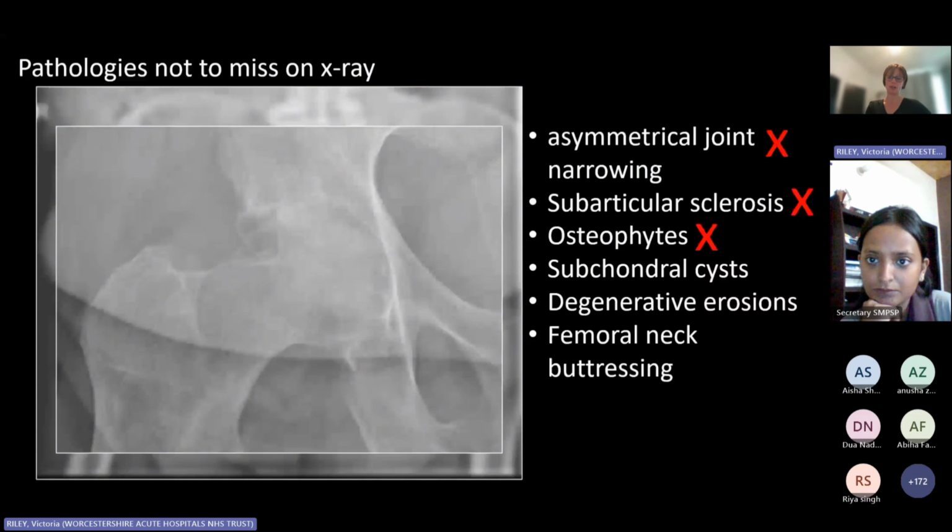There are no osteophytes. Now we have lucency, so we could have subchondral cysts or we could have erosions, but remember, erosions within the hip joint are not common in osteoarthritis, and there is no femoral neck buttressing. So this patient has an underlying inflammatory process. So the differential for this is an inflammatory arthropathy, such as rheumatoid arthritis. However, in fact, this patient had a septic joint. So remember, the take-home point: just because there's joint space reduction doesn't necessarily mean it's degenerative in nature.